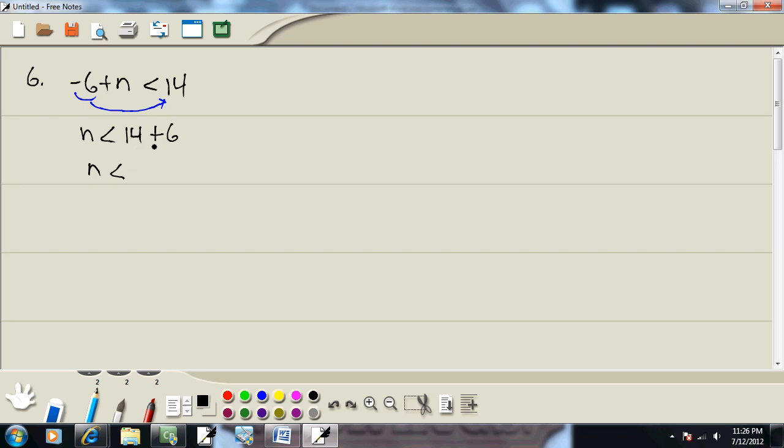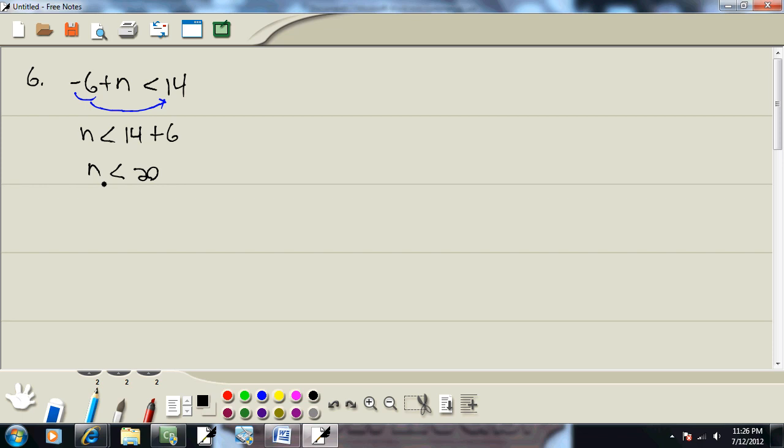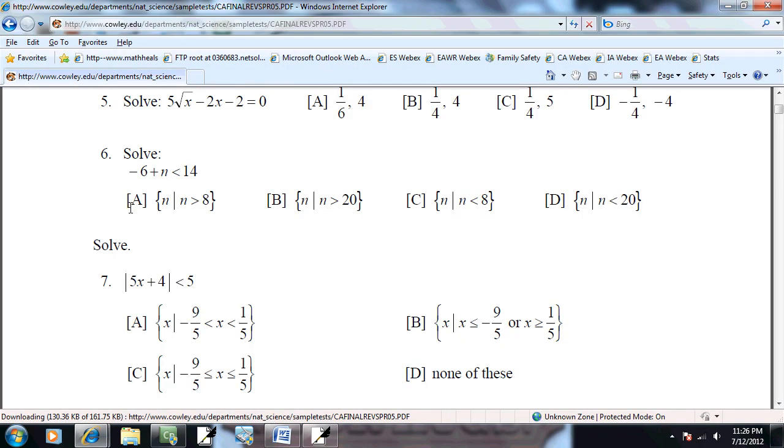Now our note up at top said any step combine together numbers. 14 plus 6 gives us 20. And actually we don't have to do step 4 because the n is already by itself. There's nothing in front of it. Now let's see what kind of form our answers are in.